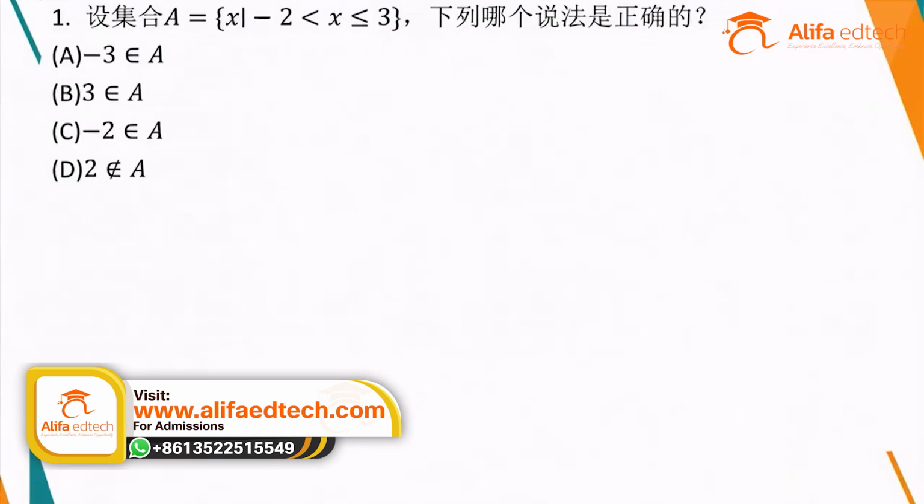Let us first carefully interpret the definition of set A. The variable x must be strictly greater than -2 and at the same time, x must be less than or equal to 3. Please pay special attention to the meaning of the boundary conditions here. On the left side, a strict inequality is used, which does not include equal to. This implies that the value of x cannot be equal to -2. The endpoint of -2 is excluded.